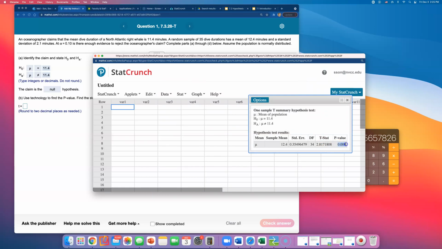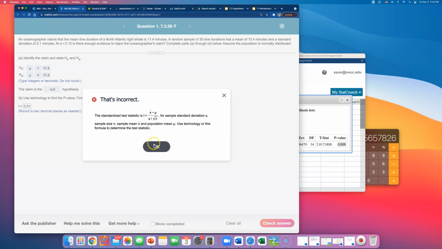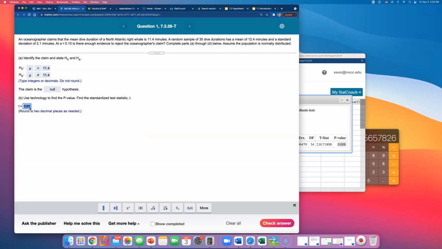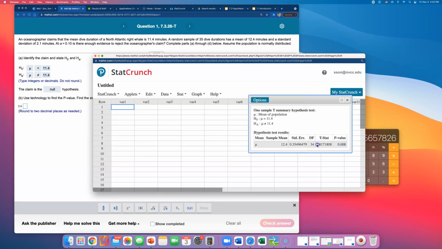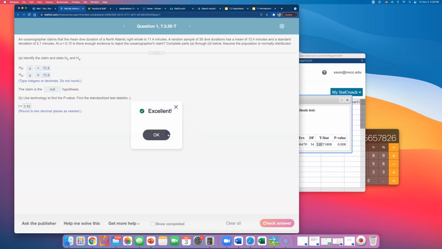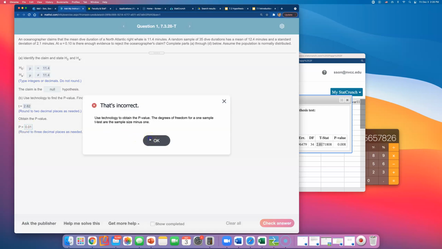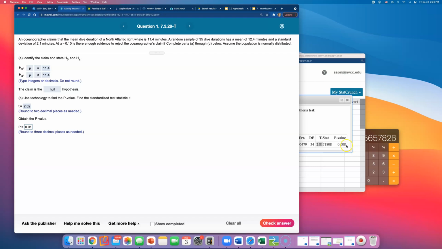Ta-da! P-value is 0.08. And you know that's a small p-value. We want to round to 2 decimal places, so I'm going to go ahead and round that up to 1%. Oh, what do you mean? Oh, sorry. They said use technology to find the p-value, so I thought I had to enter p-value, but they want the test statistic t first. So, all right, I'll go ahead and type that in first. And then I believe they're going to ask us for the p-value. Oh, this time they want me to round to 3 decimal places.